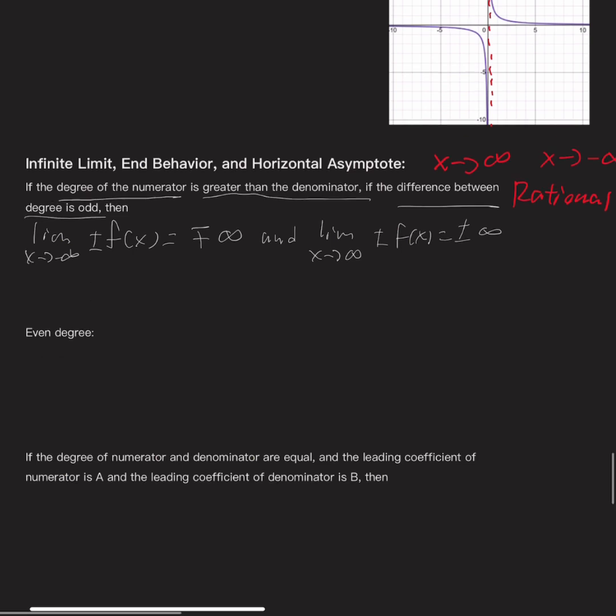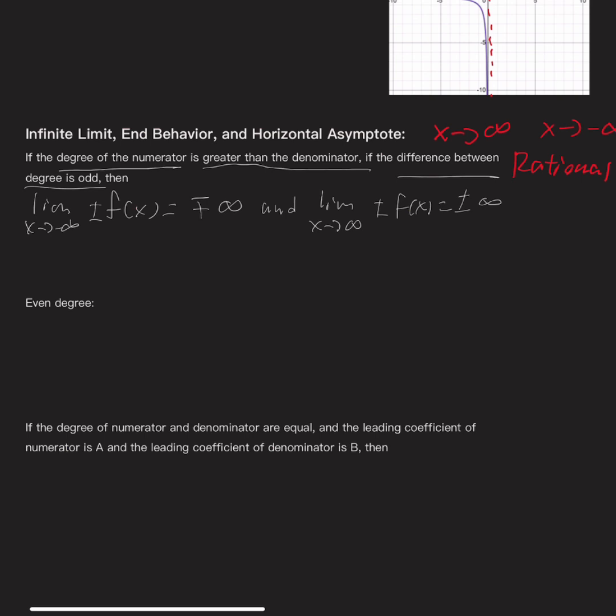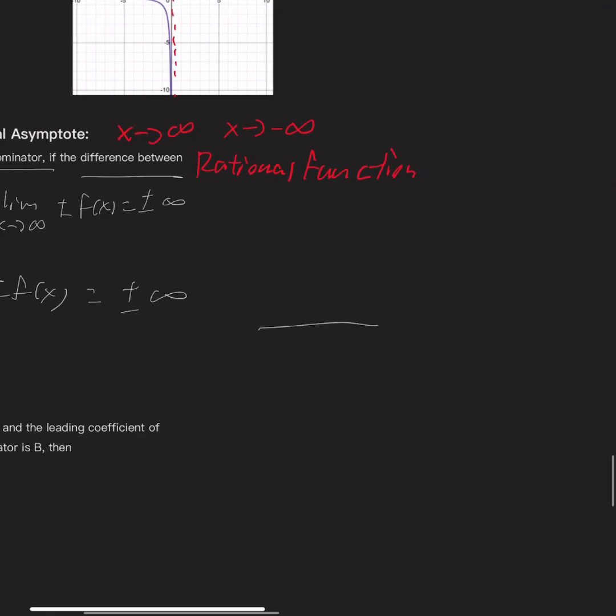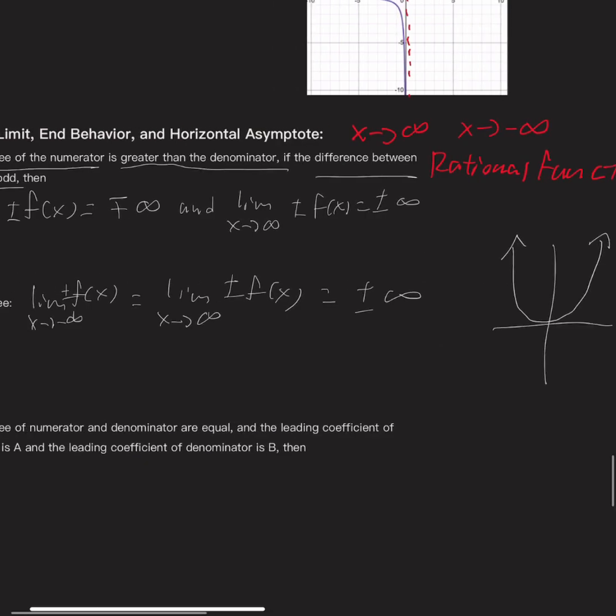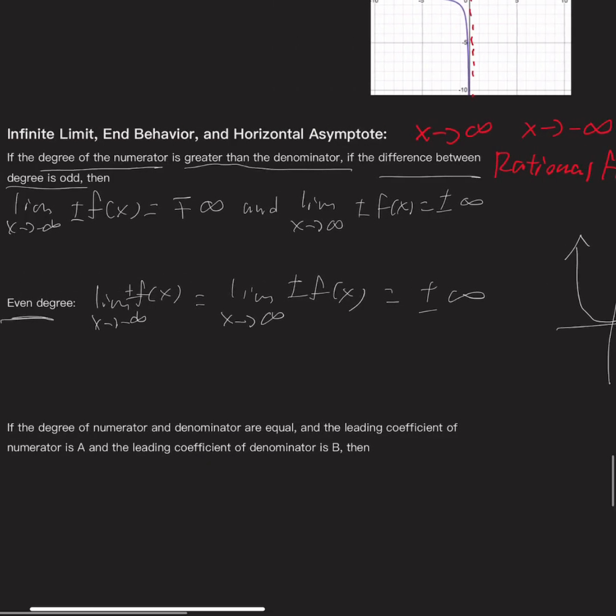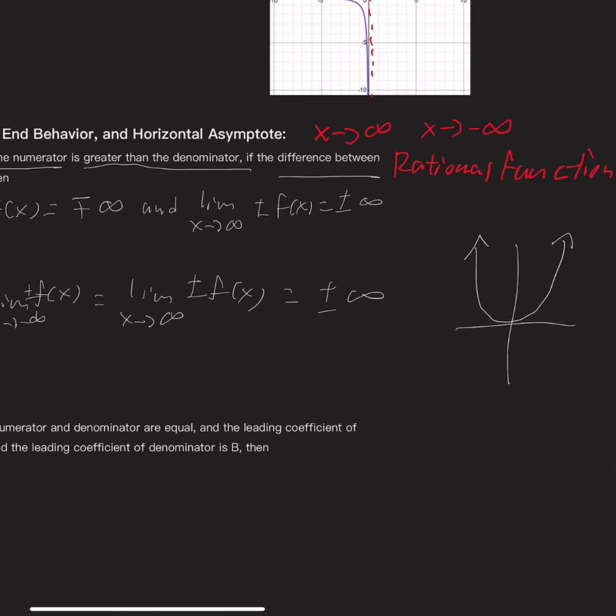How about even degree? If the limit as x approaches negative infinity of f of x is positive or negative, that will equal the limit as x approaches infinity of f of x, which equals positive or negative infinity. Why is that? Remember a quadratic equation, whose end behavior approaches the same sign. So when the difference of degrees is even, negative infinity and positive infinity will have the same sign.